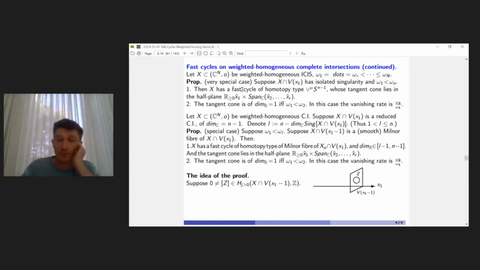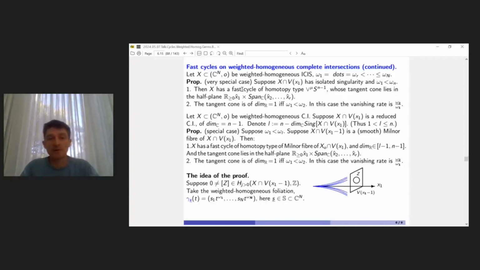Suppose we have found some non-trivial cycle inside this hyperplane. Well, take the weighted homogeneous foliation. Yes, we are blessed here with the weighted homogeneous germ. So let's use the weighted homogeneous foliation in the most classical way. Here it is. Yes, we have lots and lots of arcs.